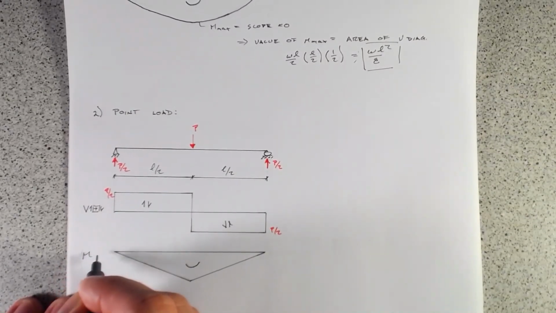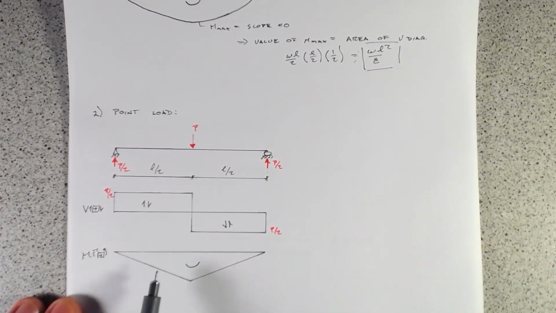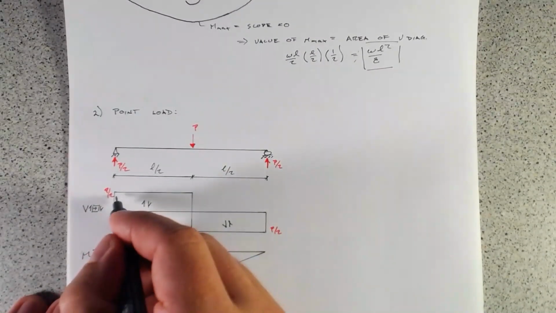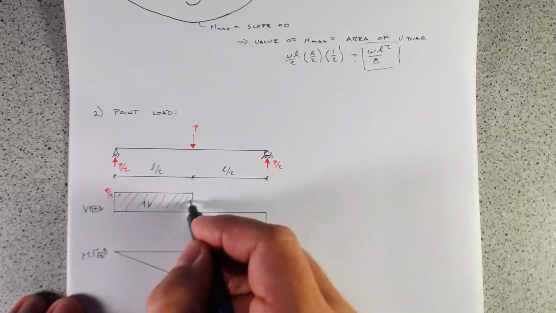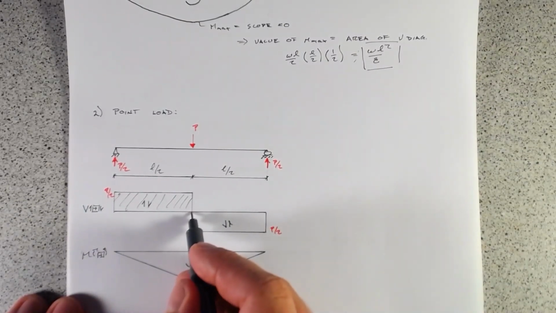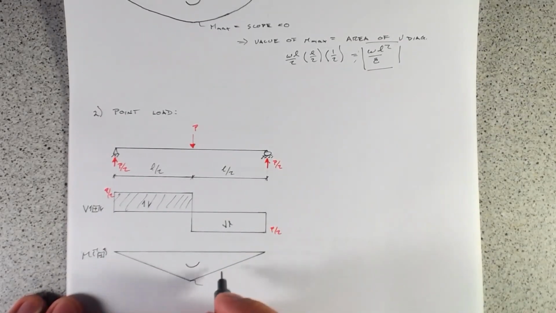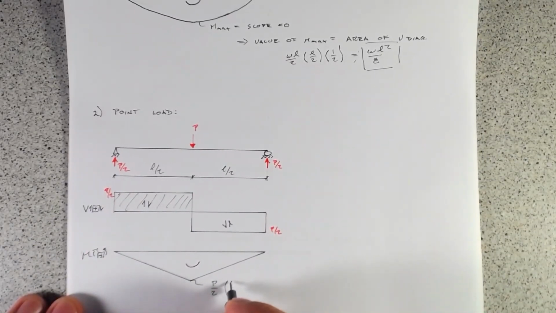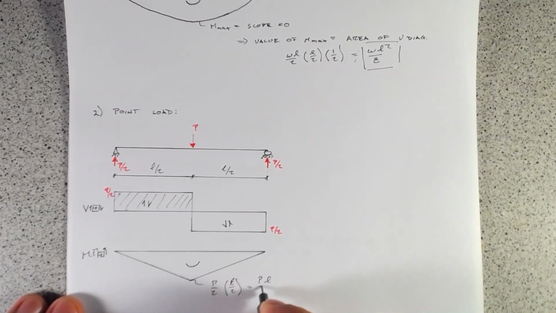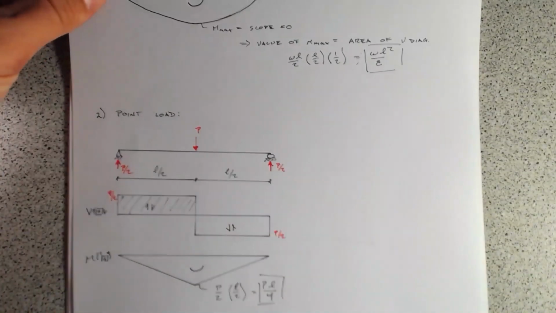Then for our moment diagram, again, it's a happy beam. It's plotted on the tension side. To find out what this value is, we know that it occurs at L over 2 because that's when our shear force equals 0. So we can simply take this area, which is P over 2 times L over 2, and we get PL over 4 as our maximum moment.